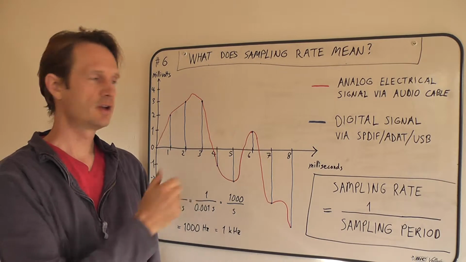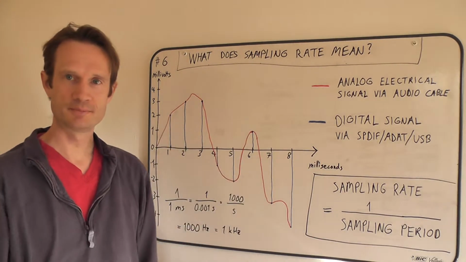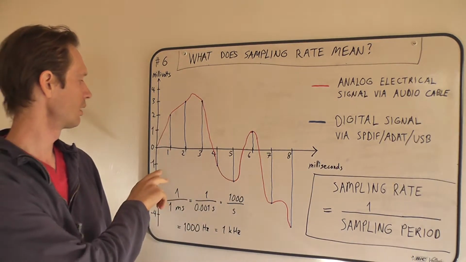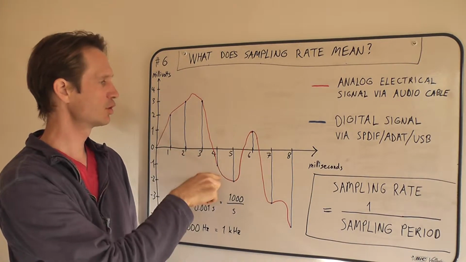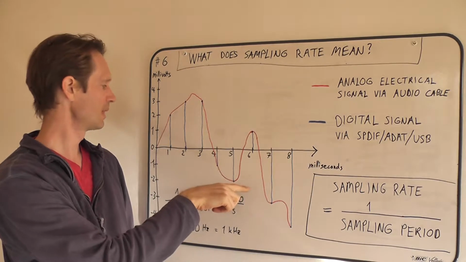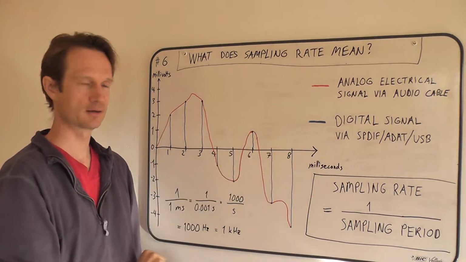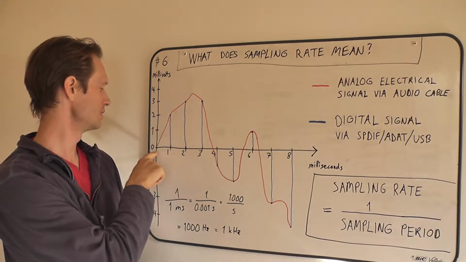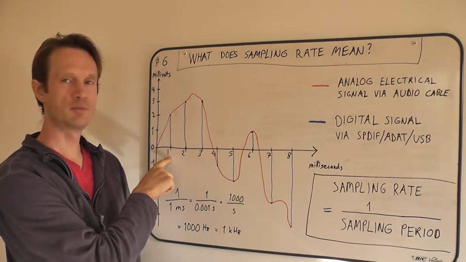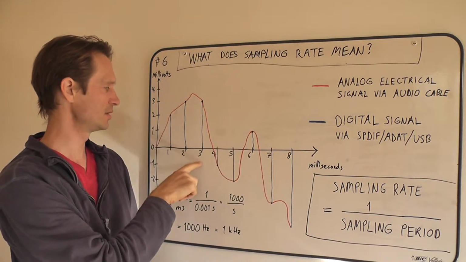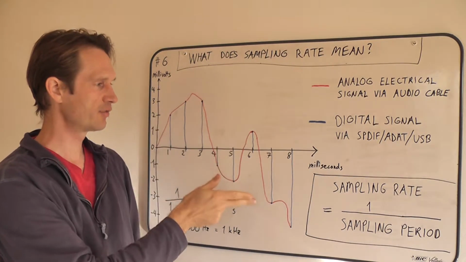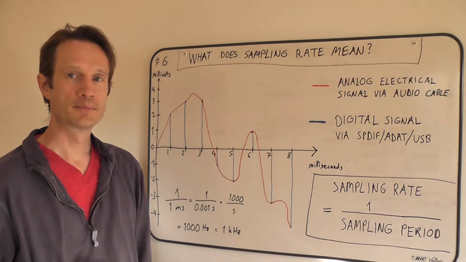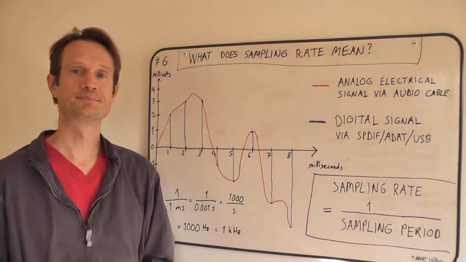So in the previous video, we spoke about this diagram where we are sampling our electrical analog signal once every millisecond. So we're sampling at 0, at 1 millisecond, at 2 milliseconds, 3 milliseconds, etc. So the question is, if we're sampling every millisecond, well, what is our sampling rate?